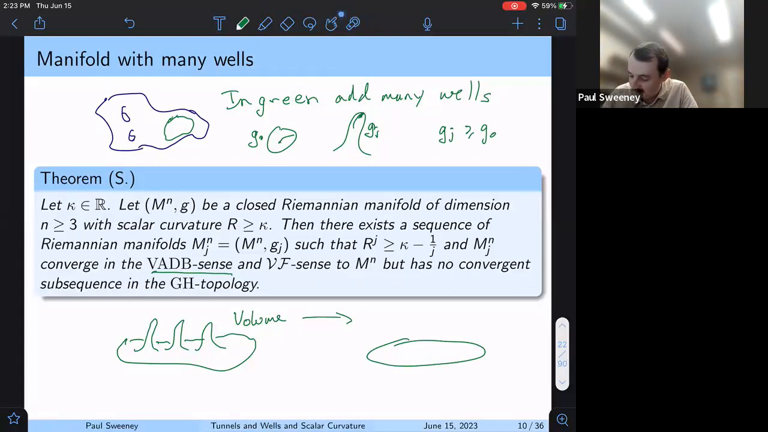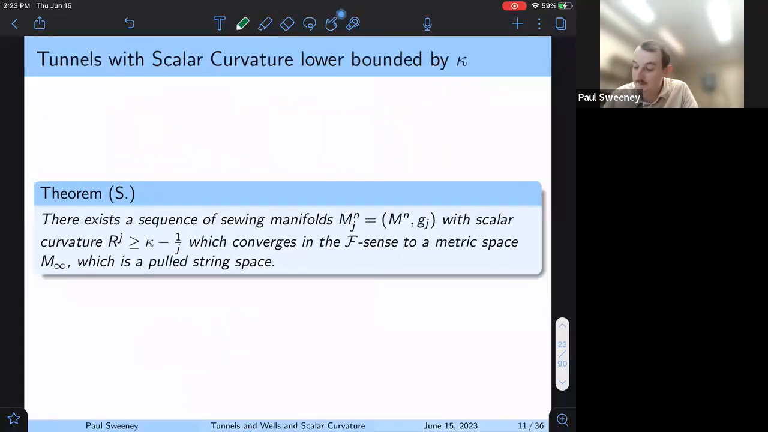And then next, we can also do the sewing of manifolds of Jiang, Sormani and Basilio, now keeping scalar curvature close to the scalar curvature of our original manifold, to which we're adding a bunch of tunnels. And then we take the limit, and we get a pulled string space. These are the pictures I was drawing, once we shrink the curves in the sewn manifolds to a point.